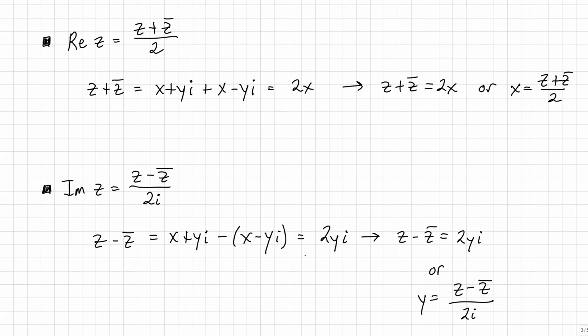So to convince yourself that that's actually true, take z and subtract its conjugate. So here's z, subtract its conjugate. x minus x is 0, and then you get 2yi. So basically z minus z bar is equal to 2yi. Divide by 2i, and y is the imaginary part of z. So we see that the imaginary part of z is equal to the complex number minus its conjugate divided by 2i.